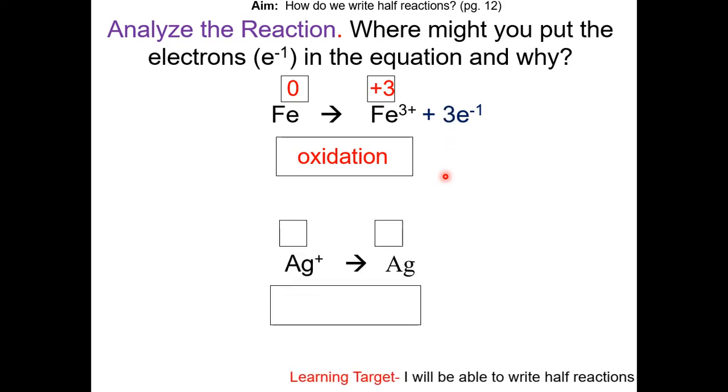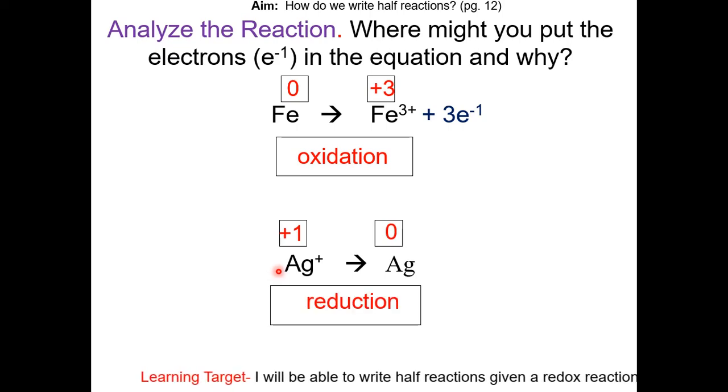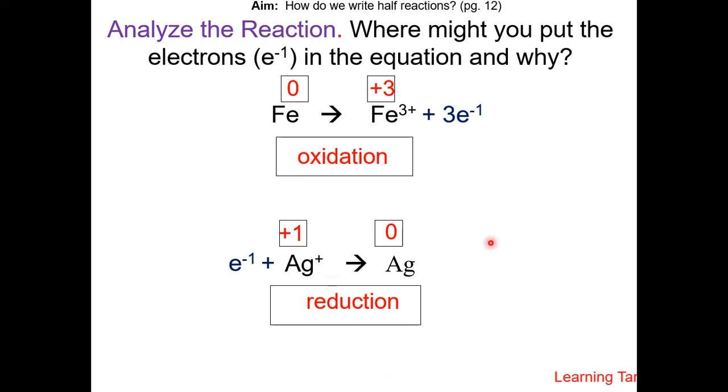Let's look at another example. Here we have silver +1 becoming silver 0. This is reduction because the oxidation number is becoming smaller. Electrons are gained during this reaction. Therefore, the electron is on the reactant side of the equation. Since silver goes from +1 to 0, only 1 electron is gained.